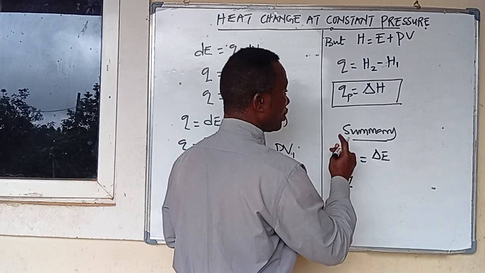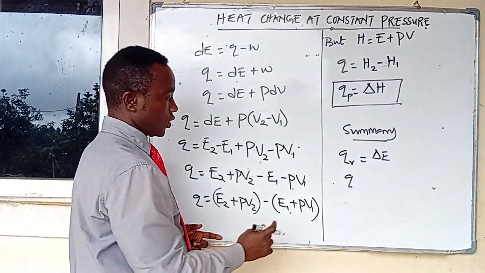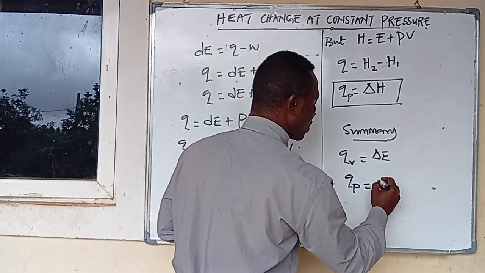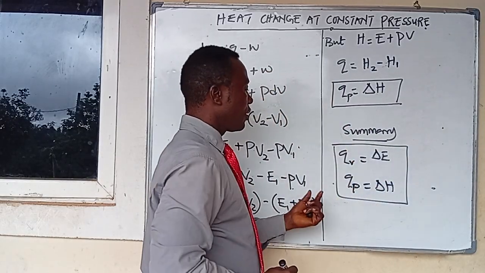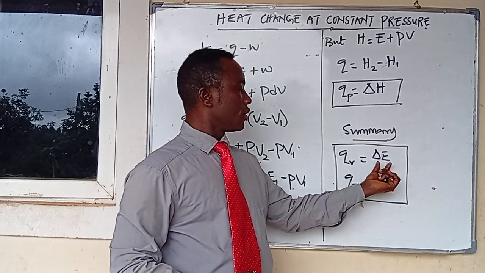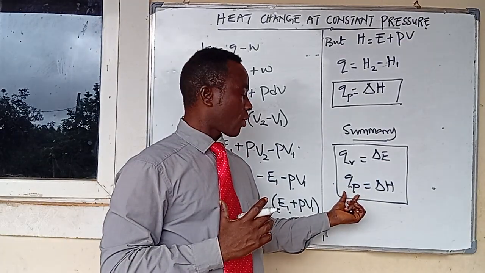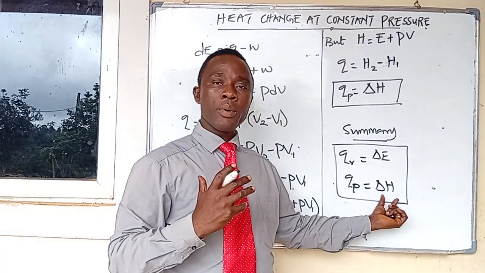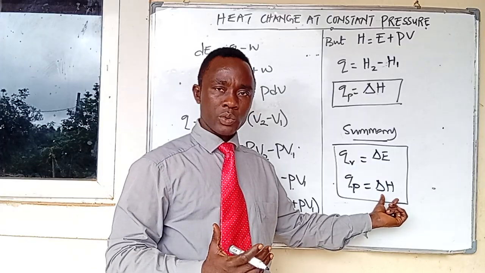That means also today, from what we have gotten already, we can now see that heat under constant pressure is equal to change in enthalpy. So always remember that heat under constant volume is a change in internal energy, while heat under constant pressure is change in enthalpy. I'll be bringing you more of this teaching with examples.